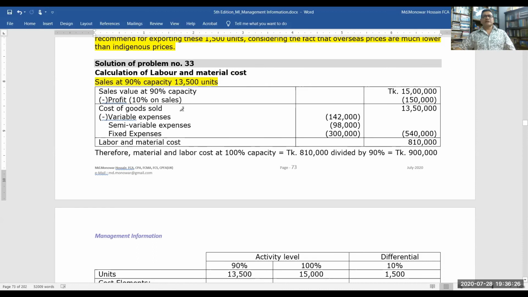At 90% capacity, 13,500 units, the sales value is 15 lakh, profit at 10% is 1,50,000. So the cost of goods sold is 13 lakh 50,000. If we subtract the variable expense, semi-variable expense, and fixed expense, then we'll get the labor and material cost of 8,10,000. Therefore, the material and labor cost at 100% capacity is 8,10,000 divided by 90%, that is 9 lakh. Okay.